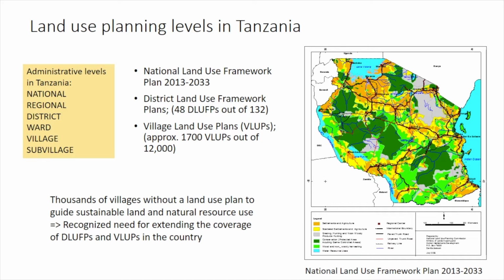Currently, there are thousands of villages in the country without a land use plan to guide sustainable land and natural resource use, and the government of Tanzania has recognized an urgent need to extend the coverage of district land use plans and village land use plans in the country.